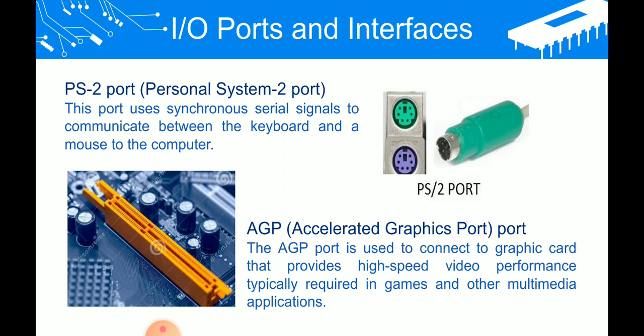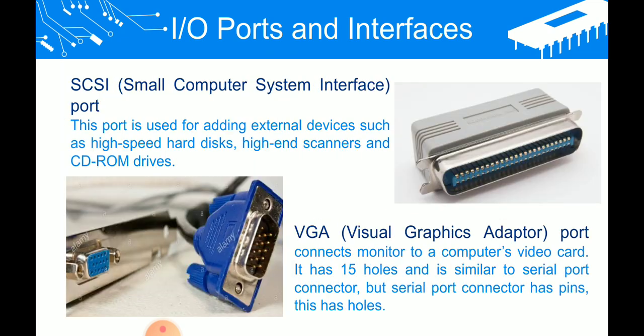And next is AGP. This port is used to connect graphic cards, that is for games and multimedia applications. So you might have heard about graphic cards. If you want your game to be viewed with good visuals, then you have to add an AGP card. Graphic cards should be added using the AGP port. Next is SCSI ports, that is Small Computer System Interface.